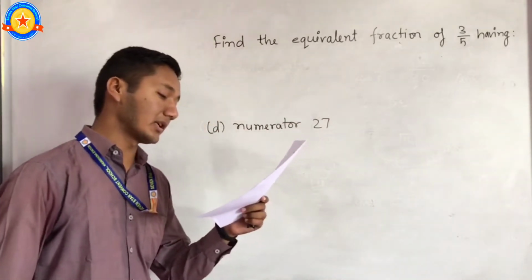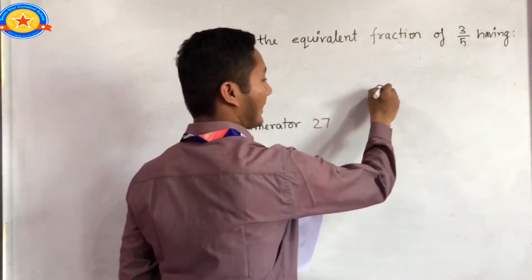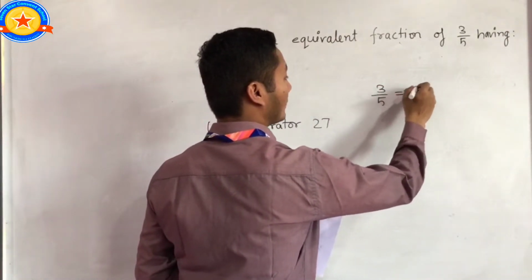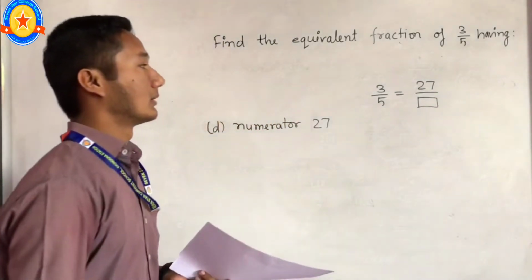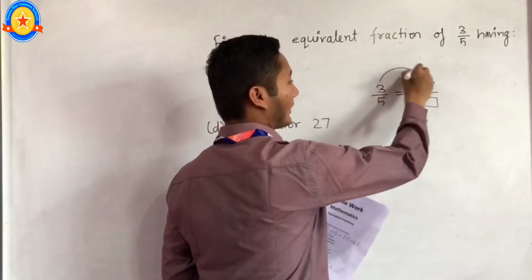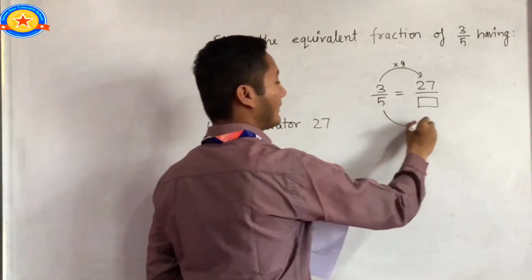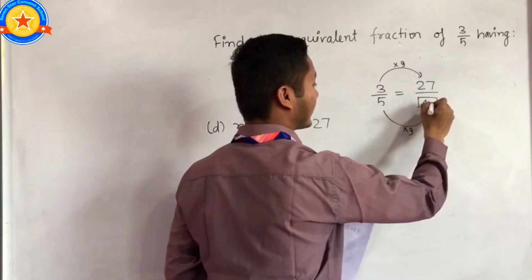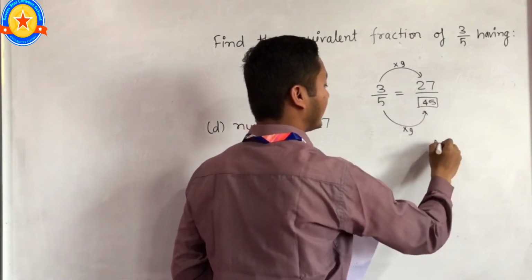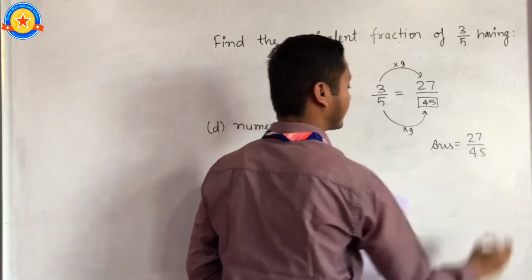Students, our next question is: 3 by 5 equals 27 by blank. You need to find out how the numerator 3 is multiplied by 9 to make 27. Now 5 is multiplied by 9, then it becomes 5 times 9 is 45. The answer is 27 upon 45.